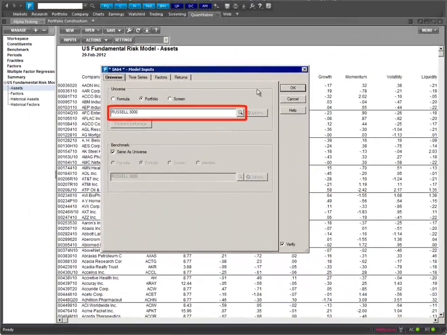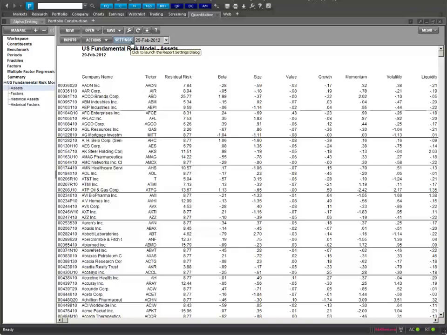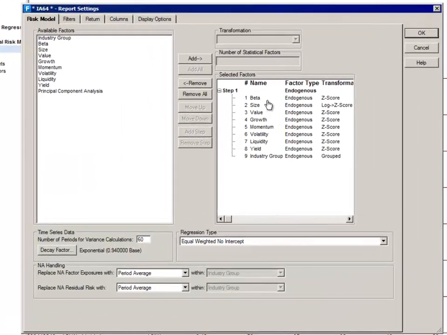The Russell 3000 is the estimation universe for this custom risk model. The factors used in this cross-sectional model include beta, size, value, growth, momentum, volatility, liquidity, yield, and industry groups.